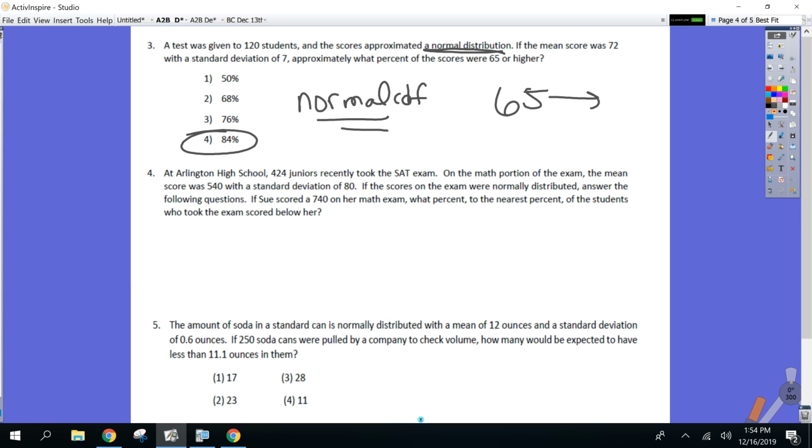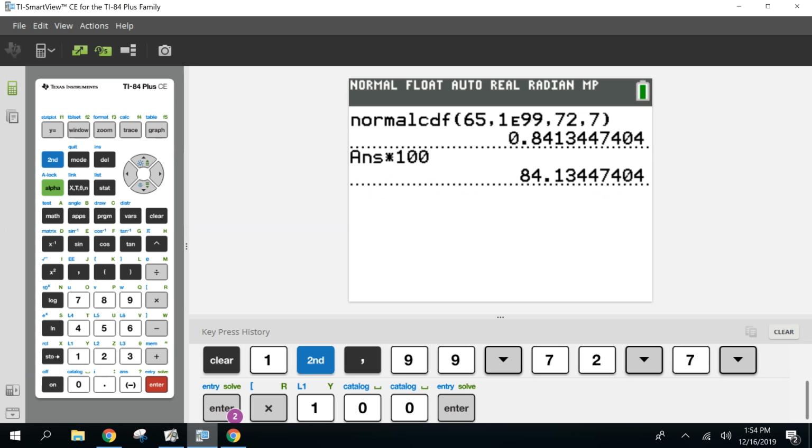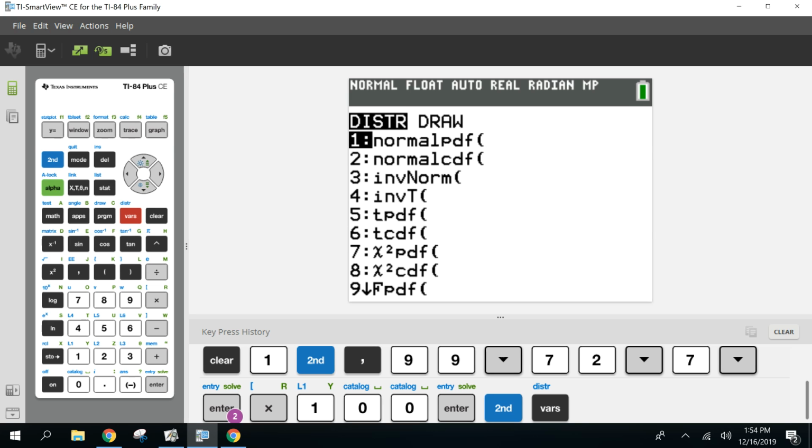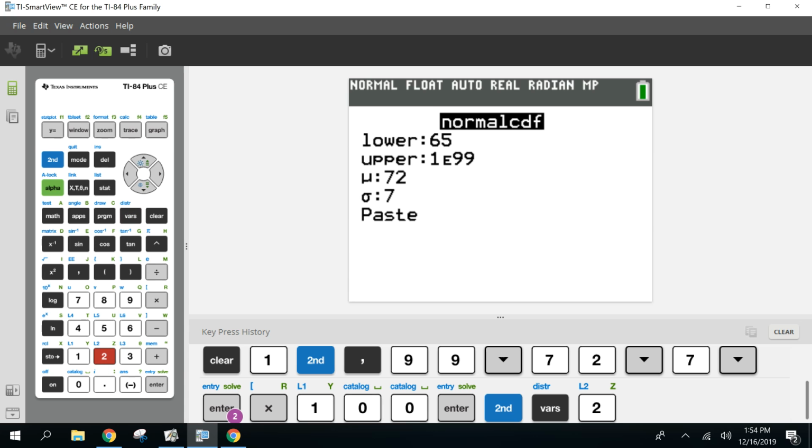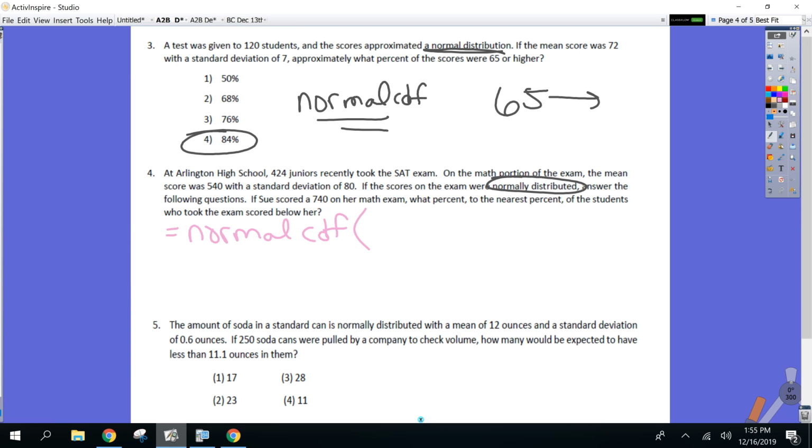All right, go ahead, read through Arlington High School, the SAT scores. If the scores of the exams were normally distributed. Calculator now. No more curve. Normal CDF. Here we go. How do I get there again? Second VARS. Which one do I want to live at? Normal CDF. Okay, now I've got to read the problem here. Sue scored 740 on her math. What percent of students who took the exam scored below her?